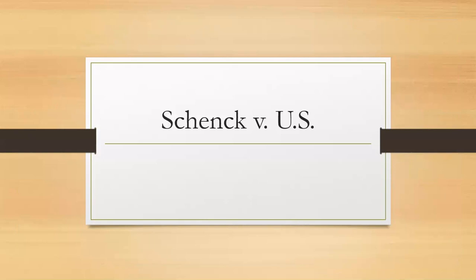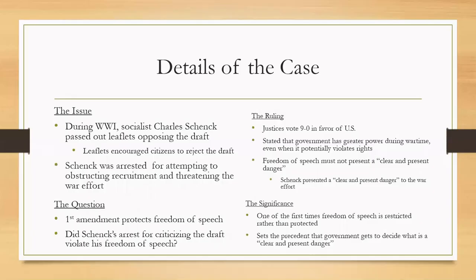From there, Schenck v. US. And this one, there's an issue during World War I. There's a socialist named Charles Schenck who opposed World War I, and so he went around passing out leaflets opposing the draft. And on the leaflets encouraged citizens to reject the draft, tear up their cards, burn them, refuse to go and serve the nation. And he was arrested for this. The government stepped in and said, nope, can't be doing that, off to prison you go.